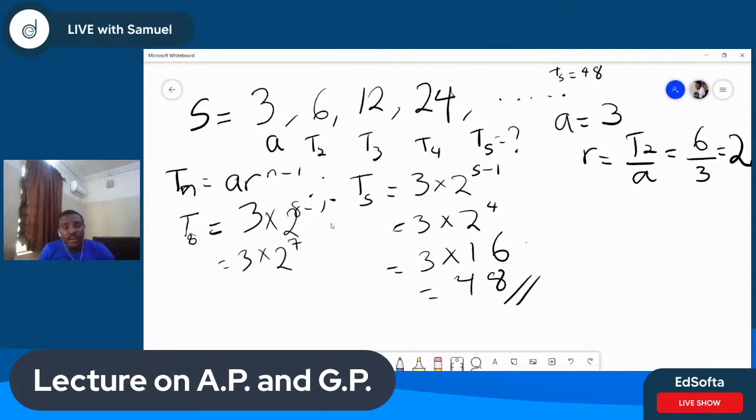What would be 2 raised to power 7? 2 raised to power 5 is 32, then 64, that's 128. We have 3 times 128, and we have our answer.